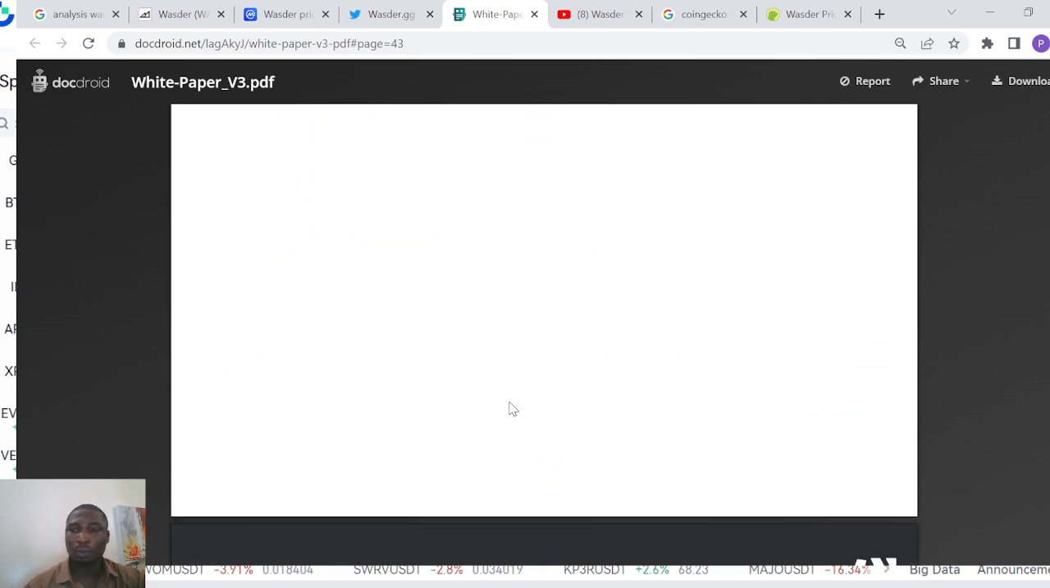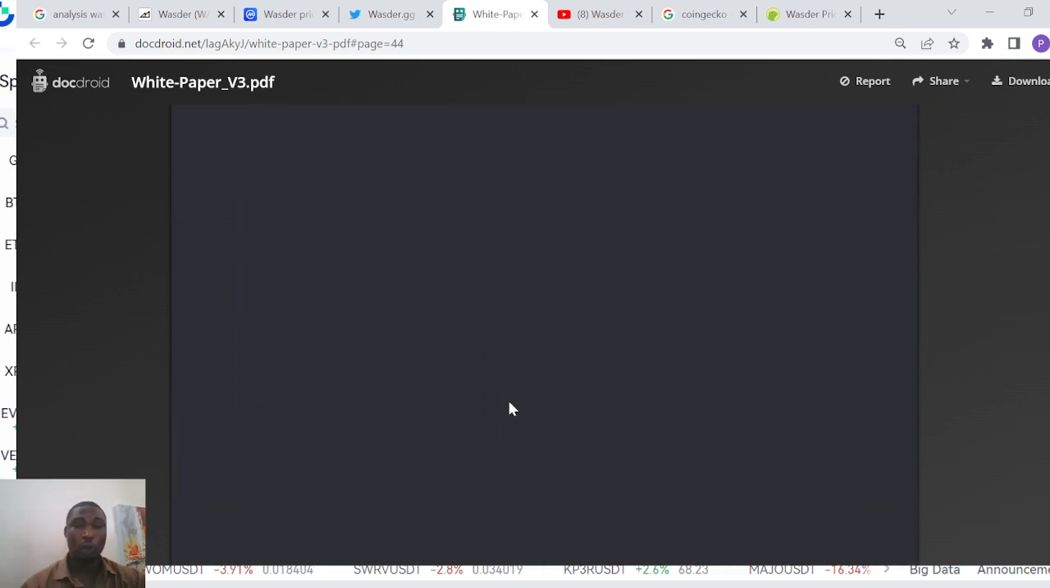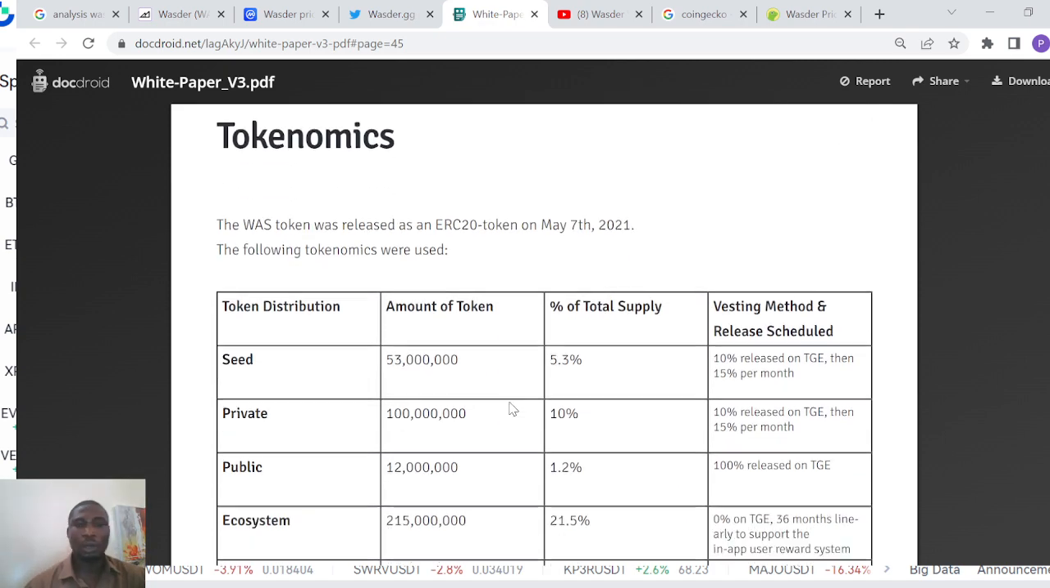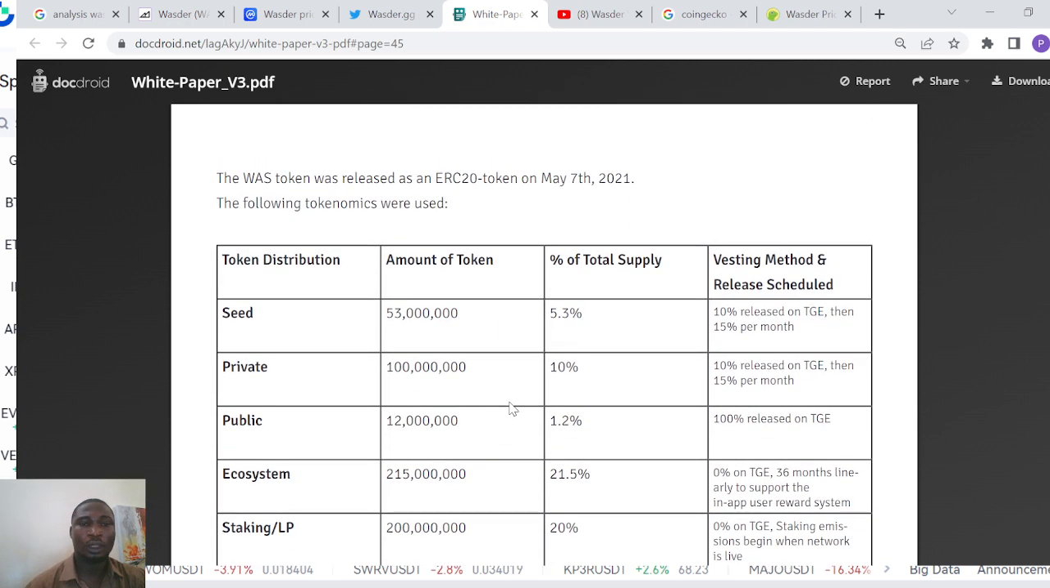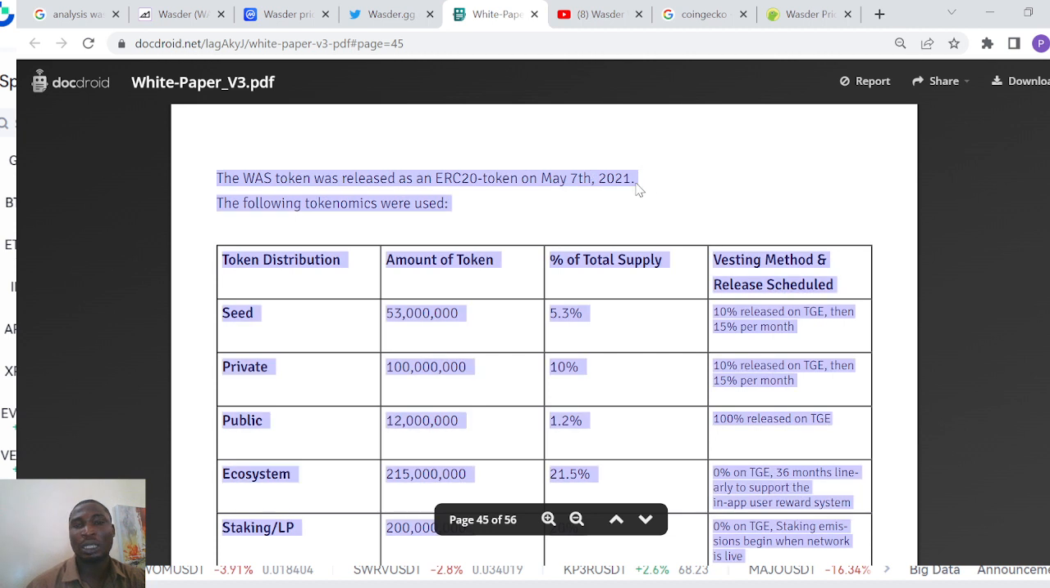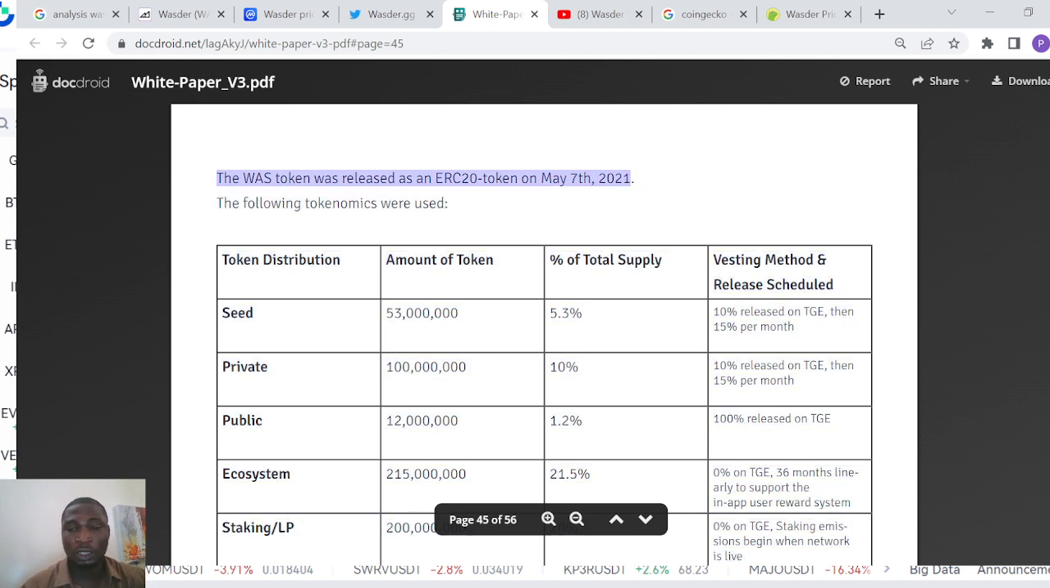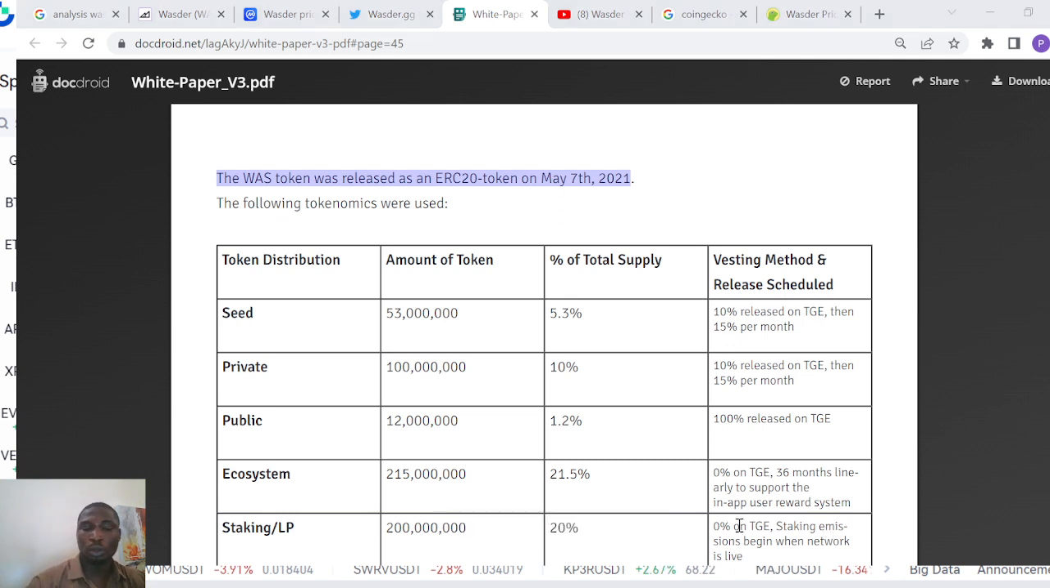Now, the next point we're looking at is the tokenomics of this project. You can see the tokenomics of this project. The token was released on around May 7, 2021. That is a good sign, showing that this project has something to offer. This project is very good and has a lot to offer.